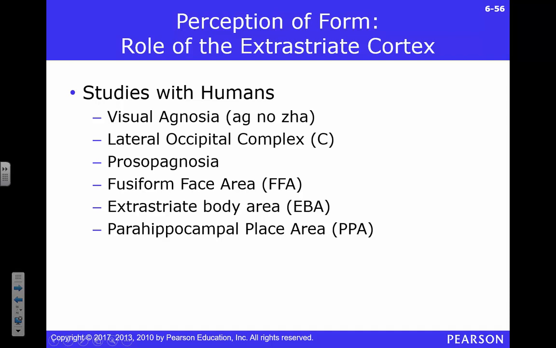But here are some interesting stories we should talk about. Anytime we talk about an agnosia, that's when someone can't see something. There are different kinds of agnosias where people can't see faces or objects, and those objects don't make sense to them. That's kind of interesting. I should tell you about this area called the fusiform face area.